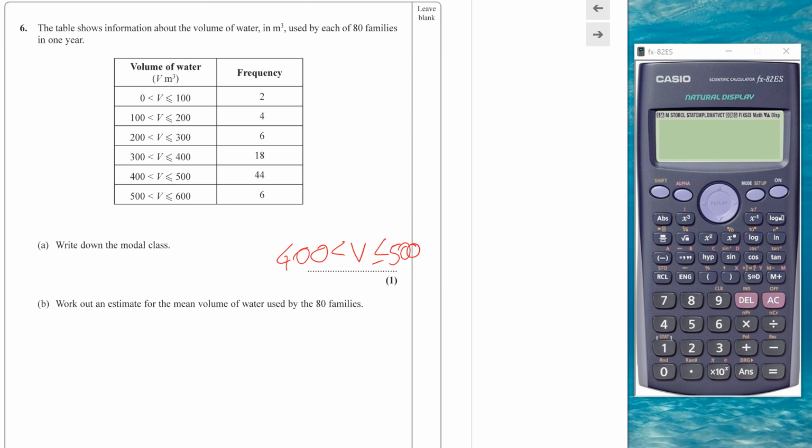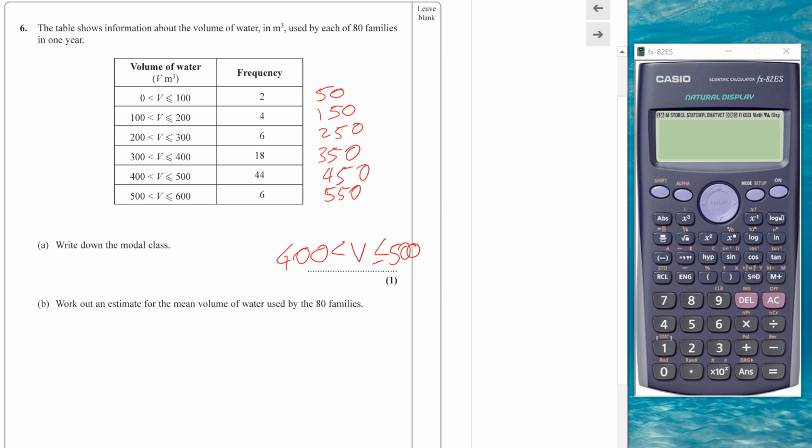We're then asked to find an estimate of the mean volume of water used by the 80 families. So what we need to do here is make an estimate. In that first group, 0 to 100, we have a frequency of 2. This means that there are 2 families that use between 0 and 100. We don't know what amount they actually use. We just know that it's somewhere between 0 and 100. So to make life simpler, we're going to estimate them both as being 50, the midpoint of 0 and 100. The next ones we're going to use 150, 250, 350, 450, and 550.